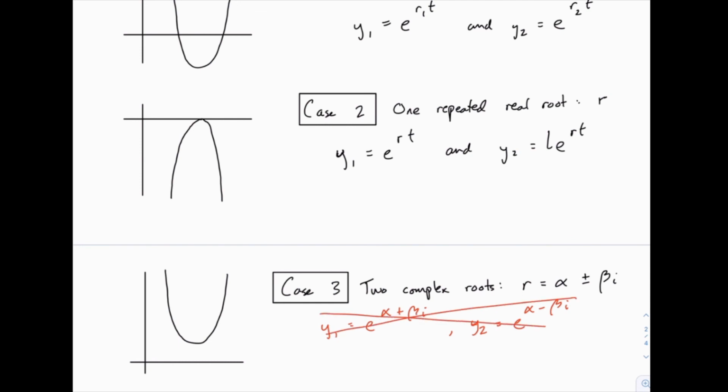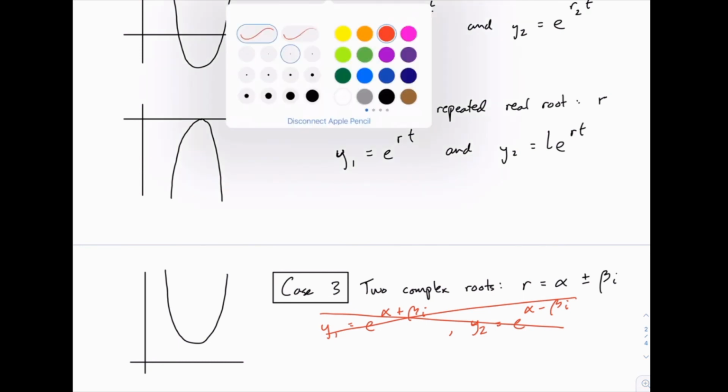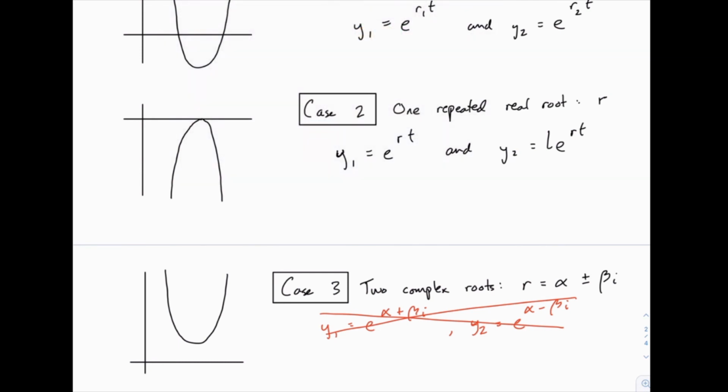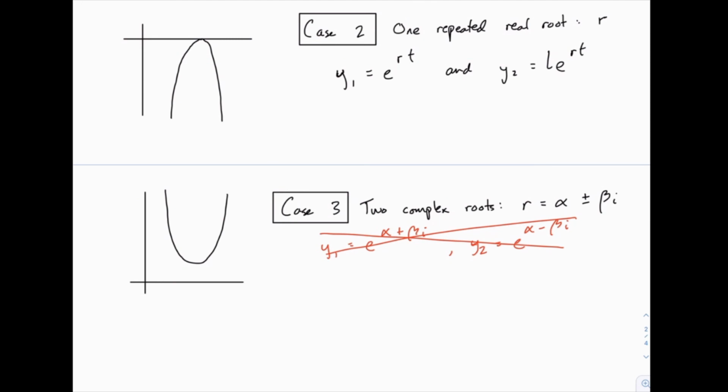we're going to write a different looking solution. And again, I'm skipping over some of the development of this just for the sake of time, but if you're interested, you can learn more about this on your own time of how we get from these solutions to the ones I'm about to write down using Euler's formula. But it turns out what we write is y1 equals e to the alpha t times cosine of beta t, and y2 equals e to the alpha t sine of beta t.